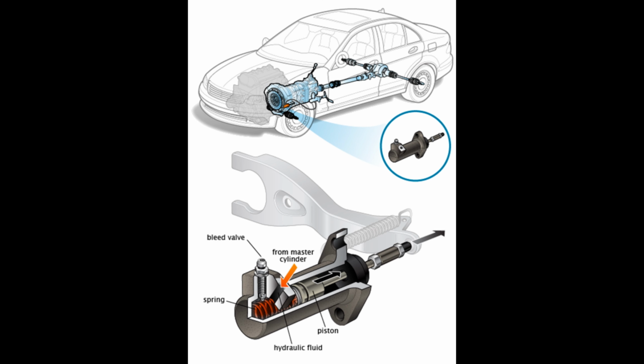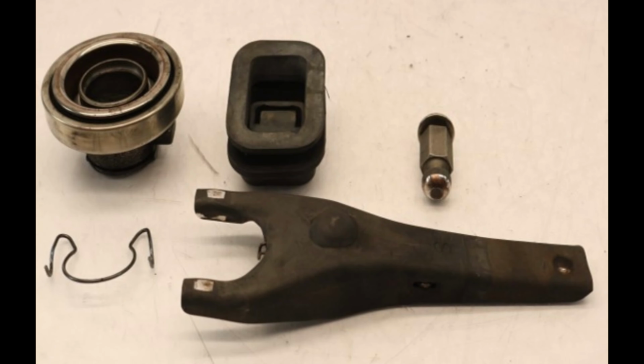Number 4. Slave cylinder. The slave cylinder is the second hydraulic cylinder present in the system. It consists of a piston rod that is connected to the clutch release fork. The fluid from the master cylinder enters the slave cylinder and presses against the push piston rod, which in turn actuates the release fork.